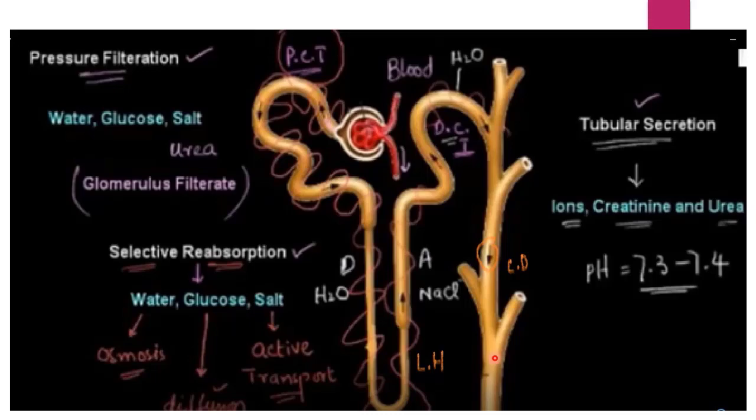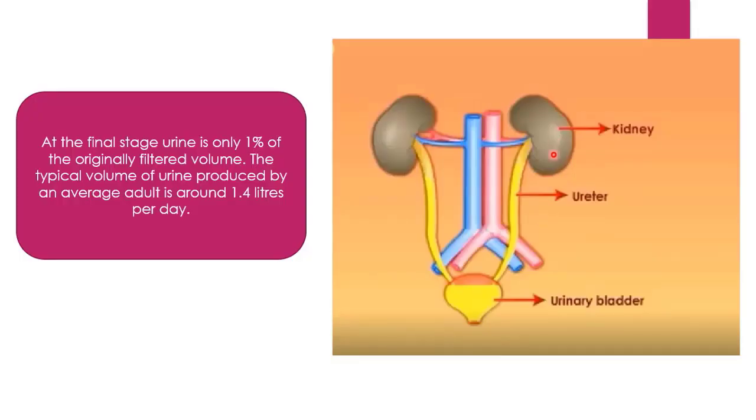As you can see in this picture, after filtration, the kidney transfers the filtrate, which is actually urine, to the ureter, from where it moves towards the urinary bladder and is expelled out of our body. At the final stage, urine is only 1% of the originally filtered volume, and the typical volume of urine in an adult is around 1.4 liters per day. So students, this was all about the functioning of the kidney and its 3 important steps.